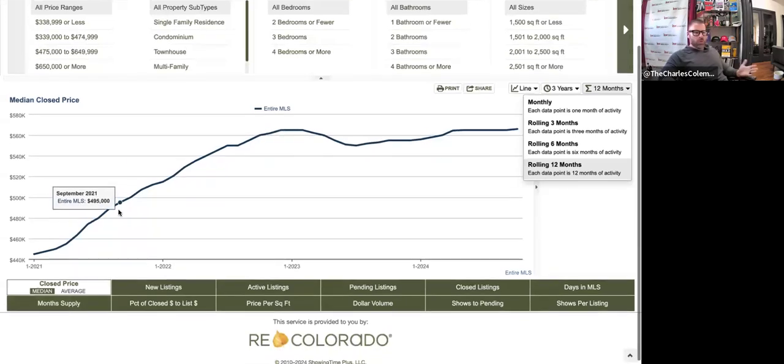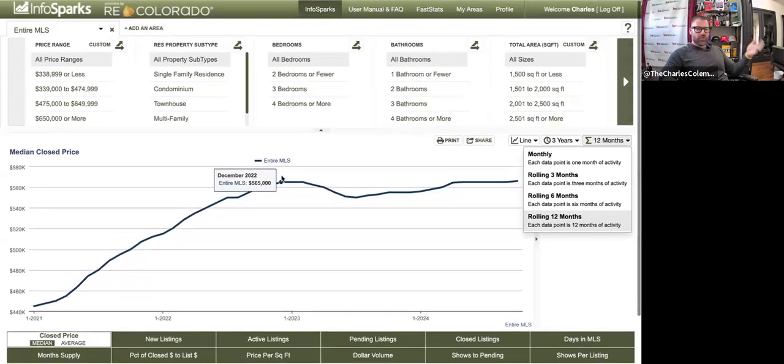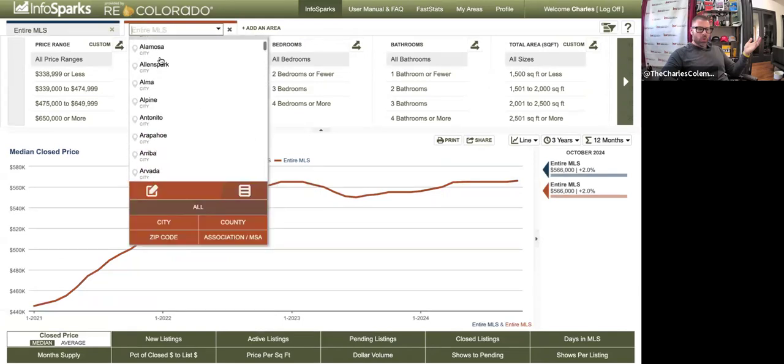So when we go down a little bit further, we have the ability to select. We can look at closing prices, new listings coming on the market, active listings, pending listings, closing listings, days in the MLS. We've got so much information here that we can actually pull very, very data-specific information for our clients. So we can add an area, right? We can do the entire MLS, or we could do city, county, zip code, association.